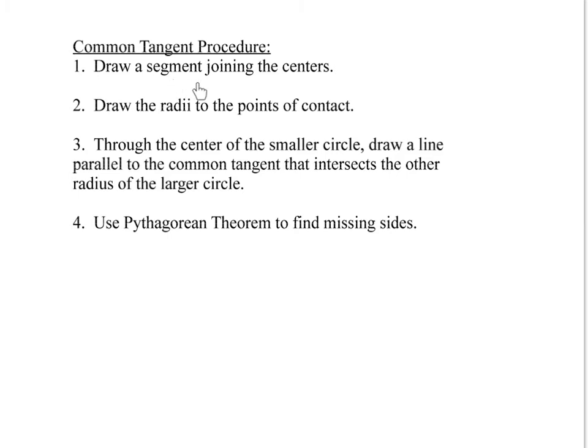You're going to draw a segment joining the centers. You're going to draw the radii to the points of contact, and this will make sense as we do it. Here's the hard part. Through the center of the smaller circle, we're going to draw a line parallel to the common tangent that intersects the radius of the larger circle. I know that's a mouthful, but we'll do a couple. And then we're going to use the Pythagorean theorem to find the missing sides.